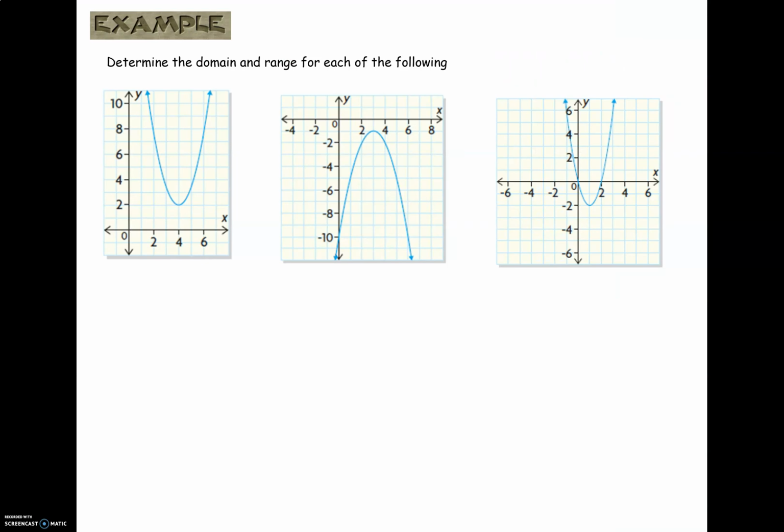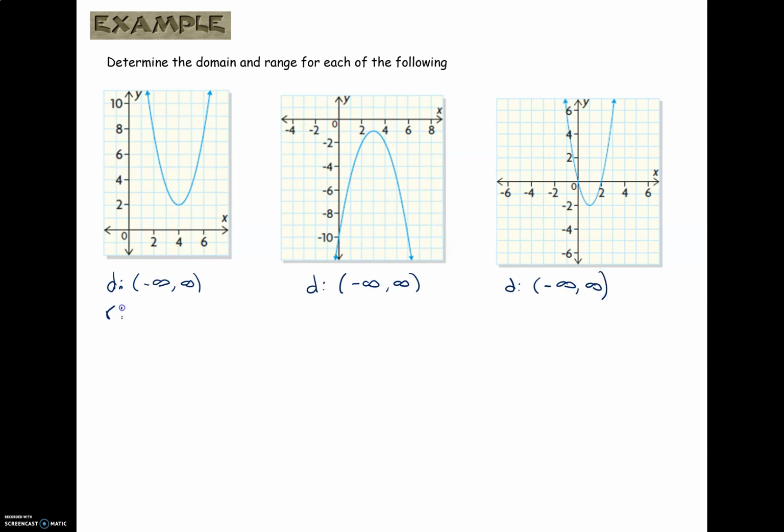For the following 3 examples, determine the domain and range for each. Well, domain is our easiest. Domain always goes from negative infinity to infinity. So I'm going to go ahead and fill that out for all 3 of my graphs. They go on forever and ever to the left and to the right.